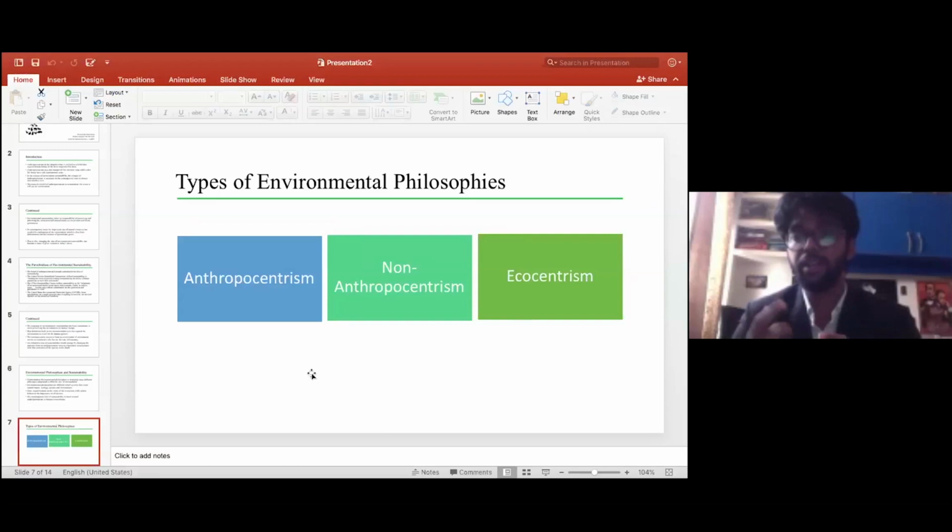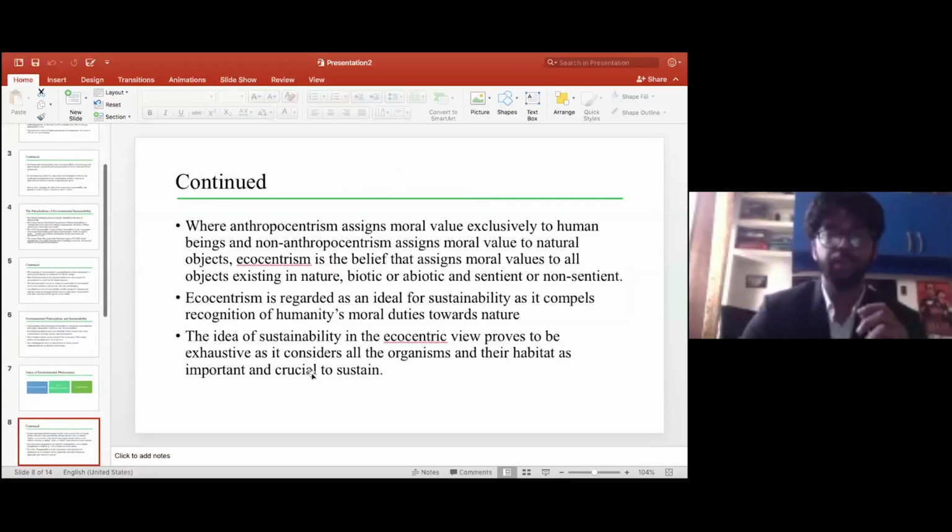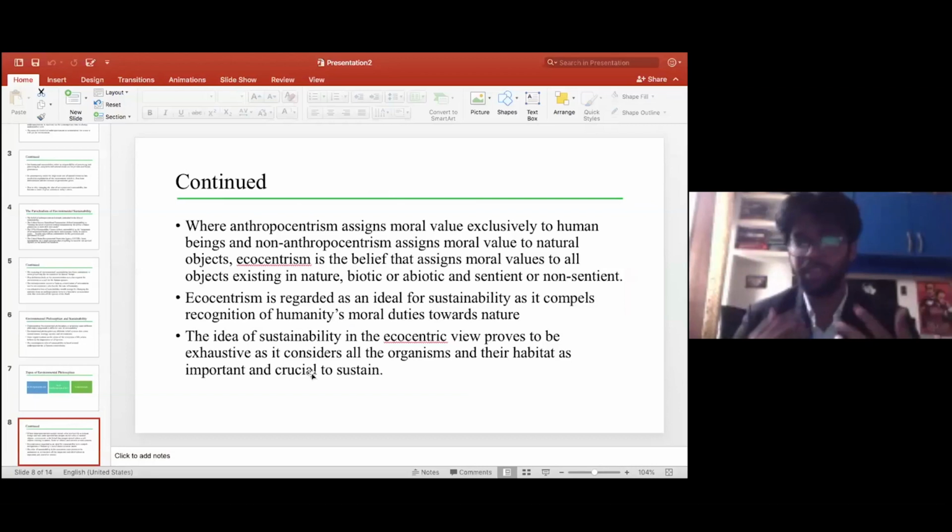There is another environmental philosophy known as ecocentrism, which we'll be discussing further, where anthropocentrism assigns moral and intrinsic value exclusively to human beings, and non-anthropocentrism assigns moral and intrinsic value to natural objects and plants. Ecocentrism is the belief that assigns these moral and intrinsic values to all objects existing in nature, whether biotic or abiotic, sentient or non-sentient, which is why it is also regarded as an ideal for sustainability, as it compels recognition of humanity's moral duties towards nature. The idea of sustainability in the ecocentric view proves to be more comprehensive, as it considers all organisms and their habitat as important and crucial to sustain.